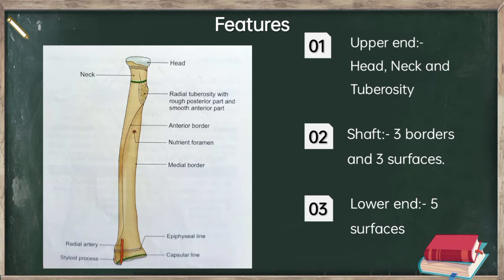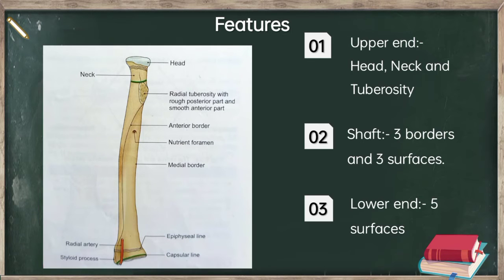Moving further now to the shaft. Shaft has three borders and three surfaces. So first border is anterior border. It extends from the anterior margin of the radial tuberosity to the styloid process. It is oblique on the upper part. See here, in upper part it's oblique. Then lower part it's vertical. Alright. The oblique part is called anterior oblique line. The lower part is crest like.